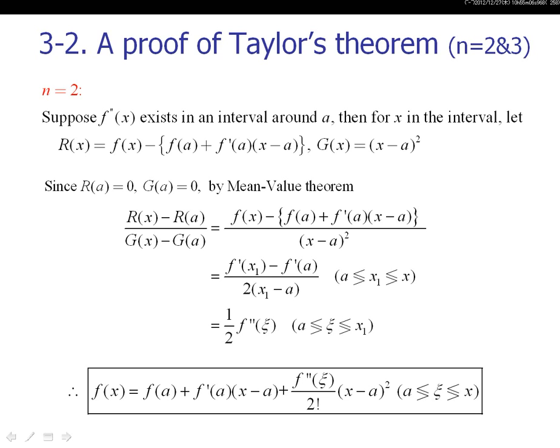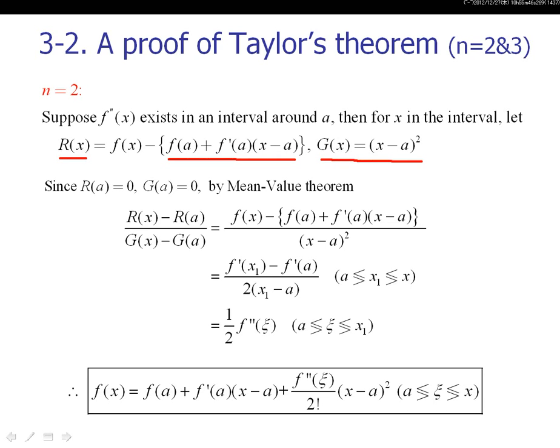But we are going to do that only for n equal 2 and 3. For n equal 2, suppose f double prime x exists in an interval around a, then for x in the interval, we define rx and gx as such. And this is the first approximation, because this is a tangent line at point A, fa. And we subtract the first approximation from fx. So this rx is the second remainder. And we define gx by this, x minus a squared.